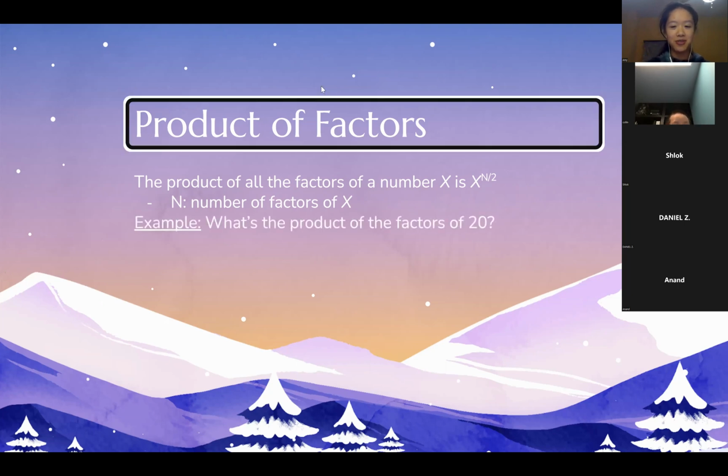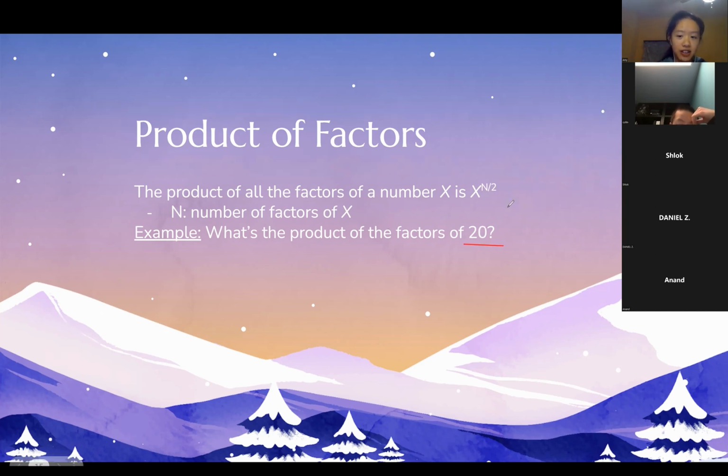What's the product of the factors of 20? First step would be how many factors are in 20? And then you would just plug that into n.